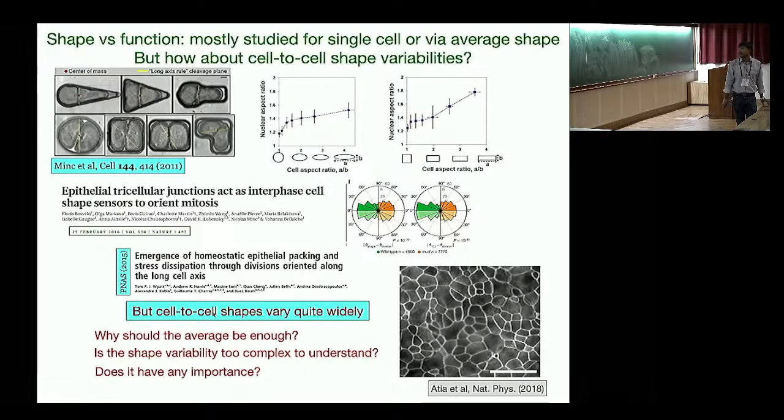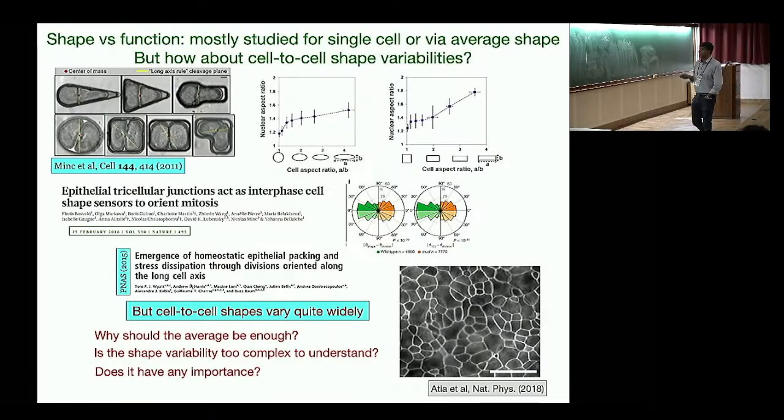Now, this particular aspect, shape versus function, has been explored in many different works, but they are mostly done either at the single cell level or at the level of average cell shape. For example, in this paper that appeared in 2011 in Cell, they took sea urchin cells and grew them on patterned substrates with different shapes. Depending on the shape, the orientation of the division plane as well as the division rate depend on the particular shape in which they are growing the cells. In this particular paper, they again investigated a similar aspect, the myosin plane orientation, but this is done at the average level, and so is this one. So either it has been investigated at the single cell level or at the level of average cell shape.